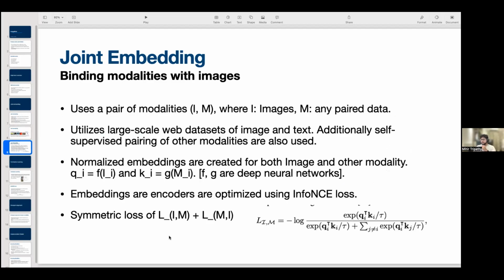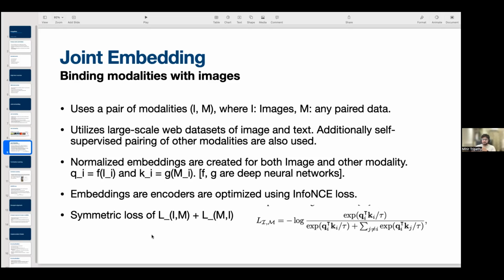So, mathematically speaking, what this describes is, given a pair of modalities, I and M, it is then passed on, and the embeddings are produced using deep networks. I'll be explaining how they produce the embeddings.